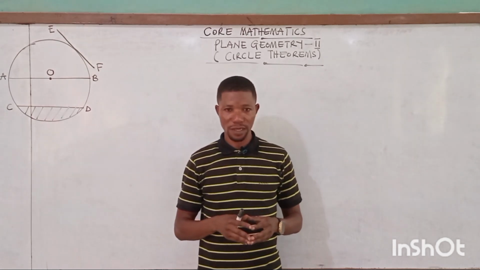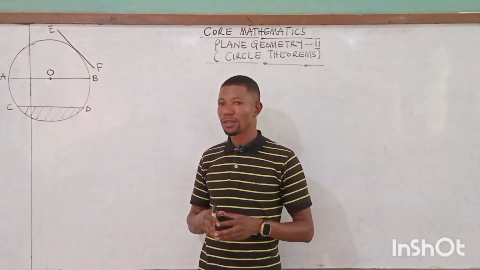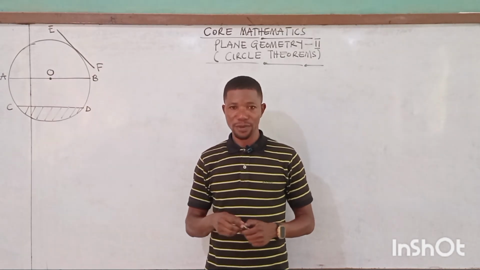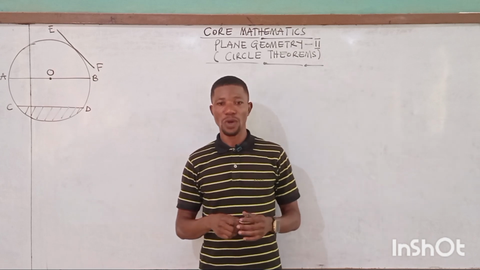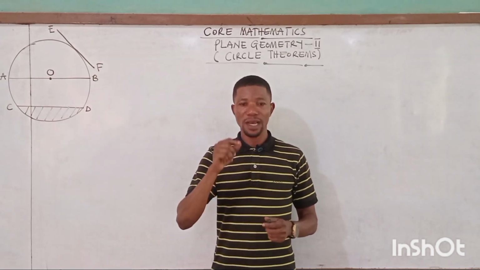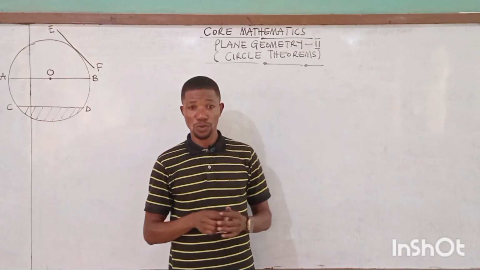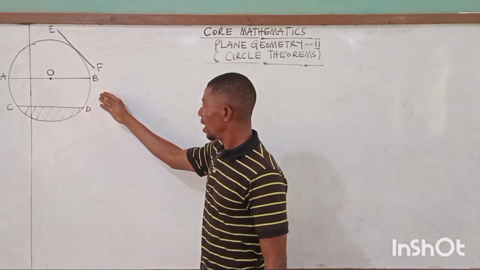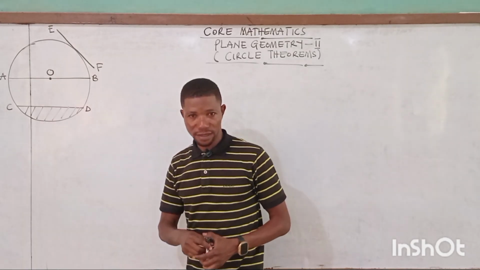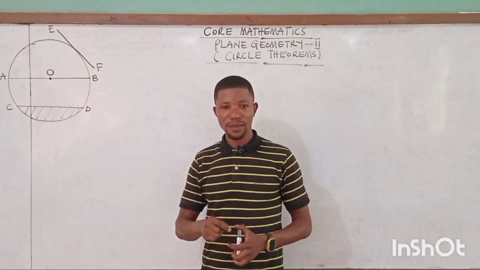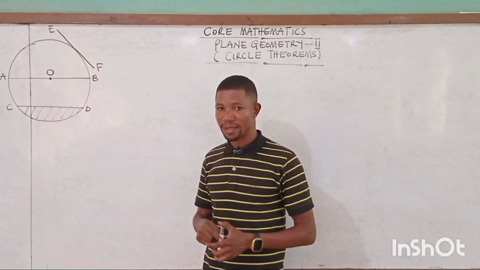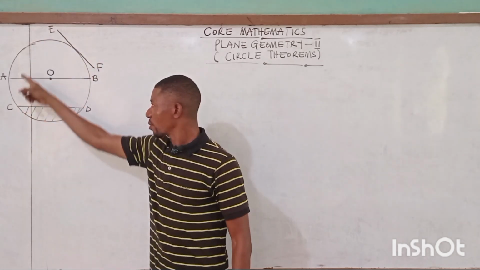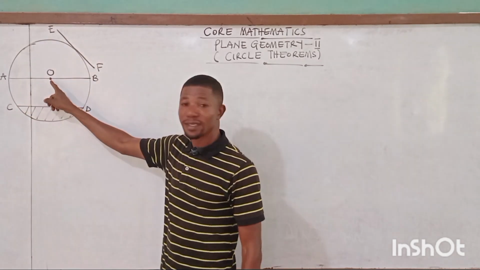this particular topic. So we shall be concerned more about what a circle is and its parts, which we are supposed to know as a basis to help us deal with problems under plane geometry 2 or circle theorems. So looking at here, we have a circle. A circle is a locus of points which are equidistant from a fixed point called the center. So we consider this as a circle with center O. This is the center of the circle O.